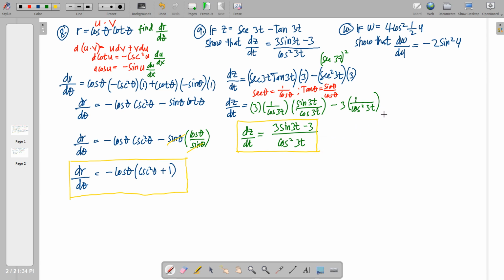Okay, so that's for number 9. For number 10, we are going to prove that if W is equal to 4 cosine squared 1 over 2 of y, show that dW over dy is equal to negative 2 sine squared y. My technique here is first you derive before you substitute identities, or you may substitute the identities first and then derive. So it depends on your approach.